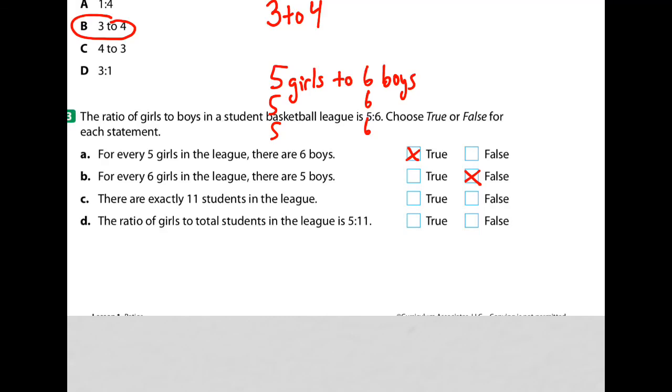So the ratio, we don't know that. The key word is exactly. That's why this one is wrong, because there could be more than 11, right? That could just be one team.